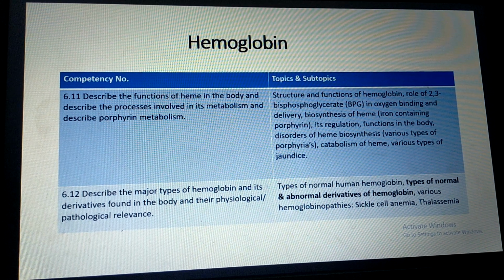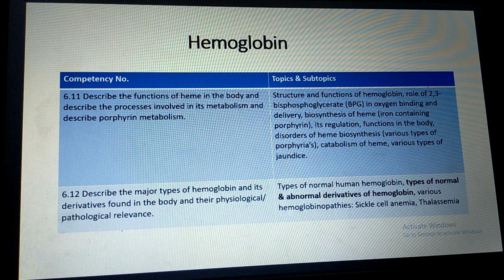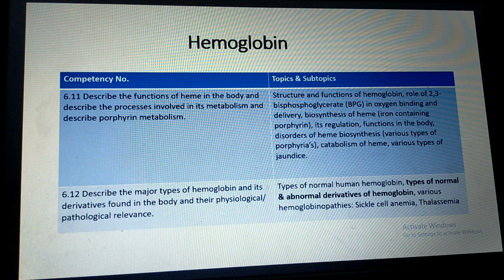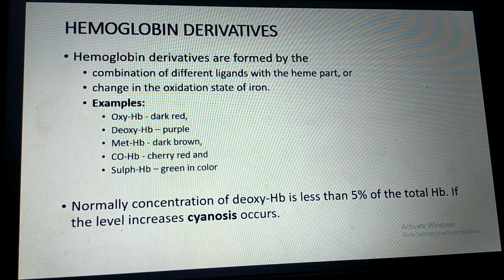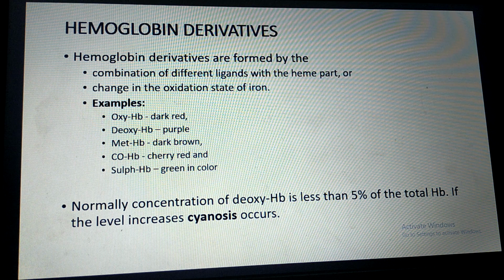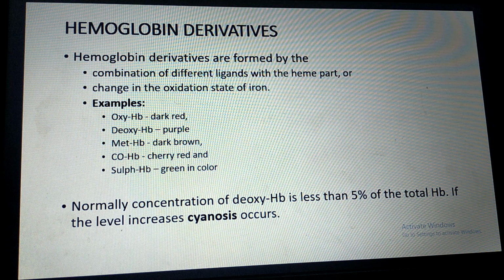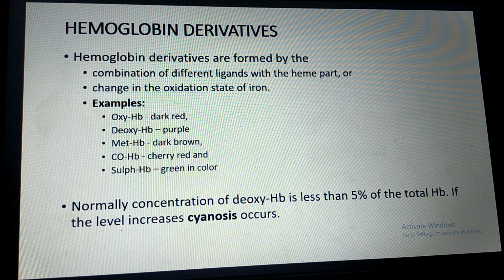Good morning, student. Today's topic is hemoglobin, competency 6.12, and today's subtopic of discussion is types of normal and abnormal hemoglobin derivatives. So first I will explain what is meant by hemoglobin derivatives. Hemoglobin derivatives are formed when any external ligand combines with the heme part, or the oxidation state of iron has changed from ferrous to ferric state.